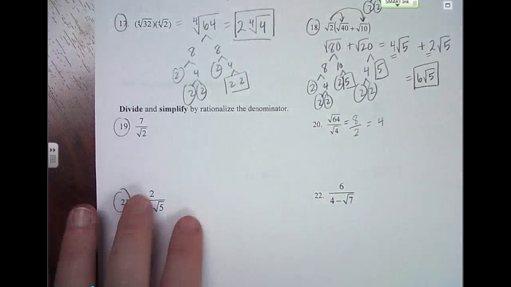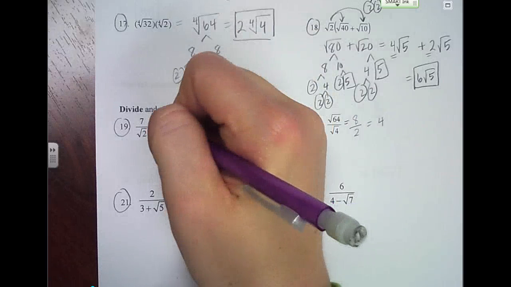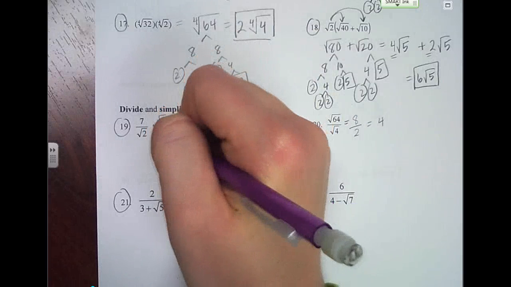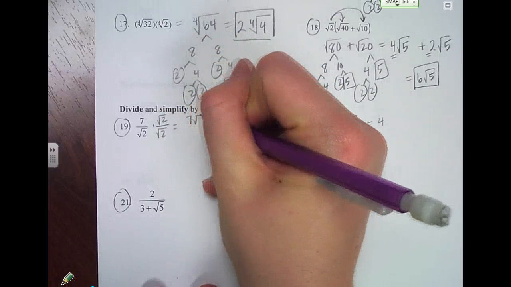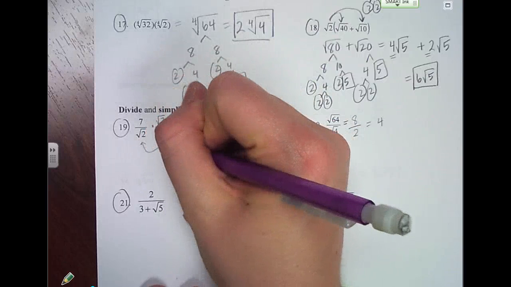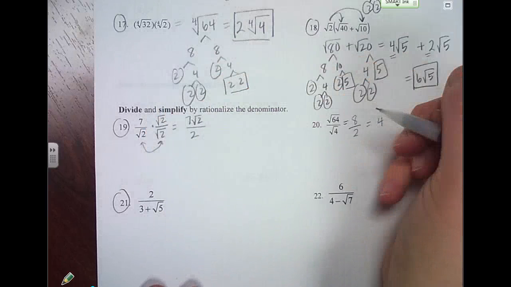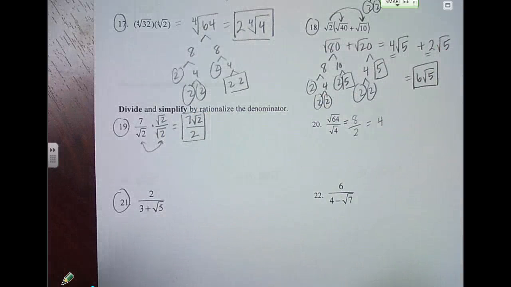On number 19, there's nothing to simplify, so we're going to go ahead and rationalize. So we're going to multiply the top and the bottom by a square root of 2. So then I multiply across the top, 7 square root of 2 over, remember when you multiply two radicals that are the same, the radical can go away. So it's just 7 square root of 2 over 2, and there's nothing to simplify there.